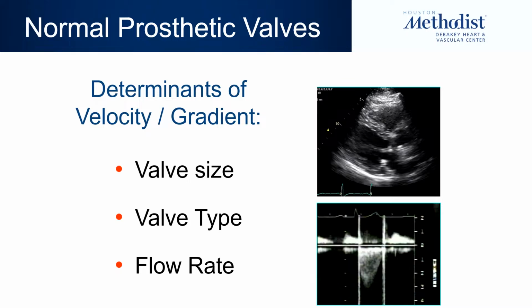Valve type is also very important: biological valves versus a mechanical valve, particularly bileaflet valves. Flow rate, I think, is very important because the higher the flow, the higher the velocity, and the higher the gradient. So you have to think, is this a hyperdynamic situation? Is this a very low flow situation? And flow is inherent here. Flow rate is inherent with it, the diastolic filling period for tricuspid and mitral valves.